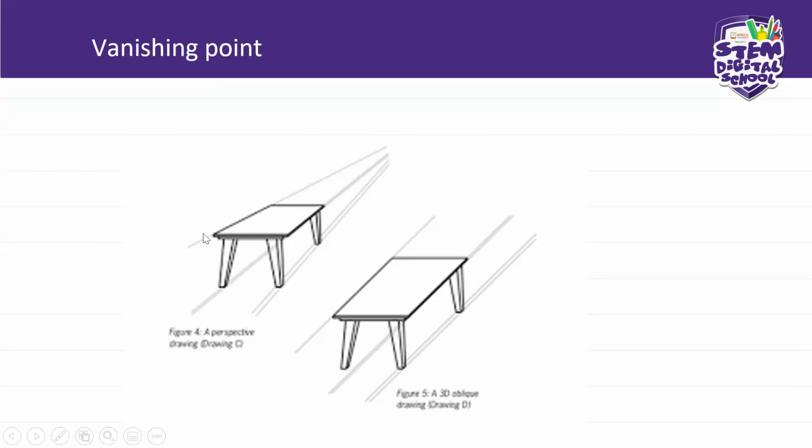So when you plot the vanishing point, then you draw the front of your object, and then you connect it. You connect the lines to the vanishing point. We can draw this part of our table, just 2-dimensional, this part of our table. And then we plot a vanishing point. Then we draw lines from this front of our table to the vanishing point.